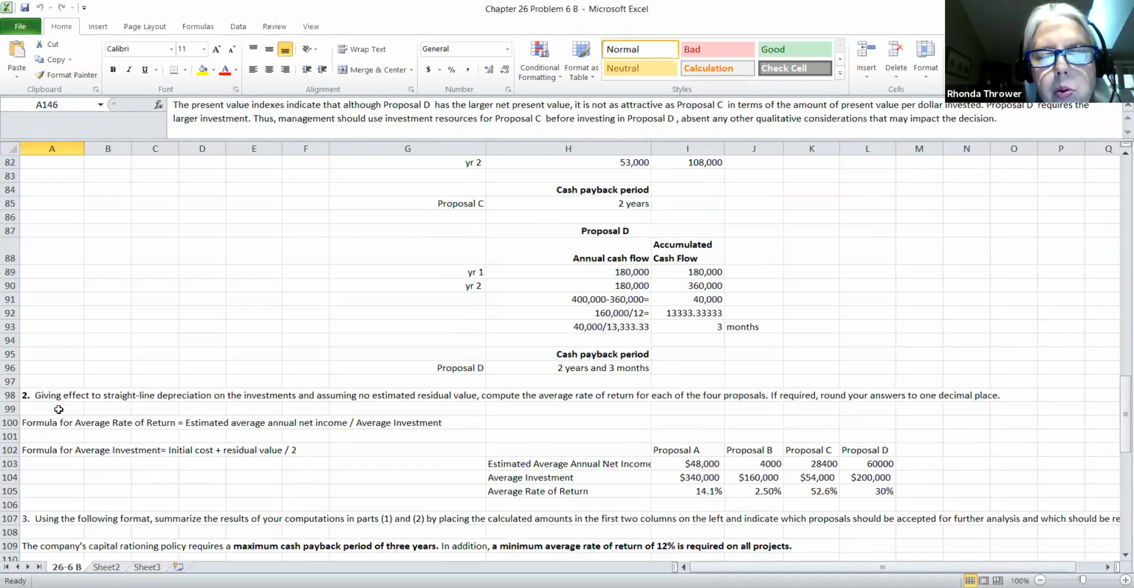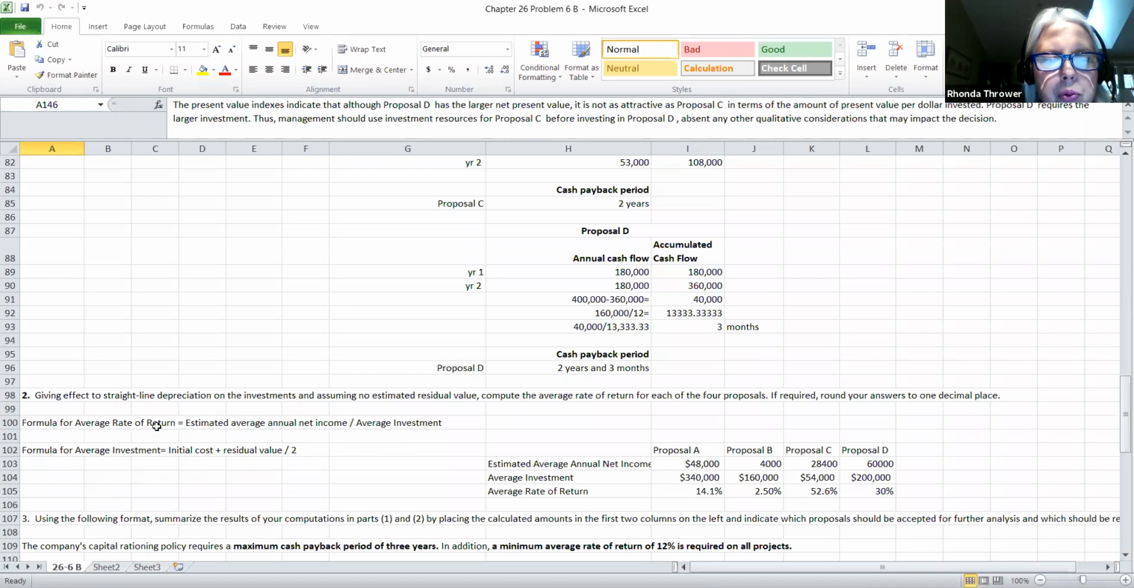In the second part of this problem, they want you to further evaluate each one of these proposals using the average rate of return method. And you'll remember we went over the average rate of return in a previous video. I just wrote down the formula again, but you need to learn these formulas.